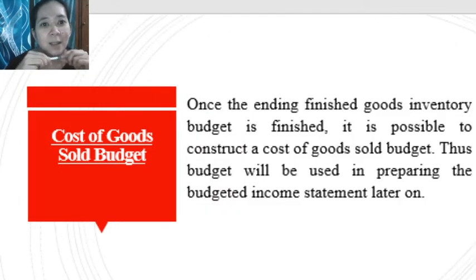So here, it is possible for us to construct this cost of goods sold budget because the elements that we need in this budget are ready. This budget will be used in preparing our income statement later on.